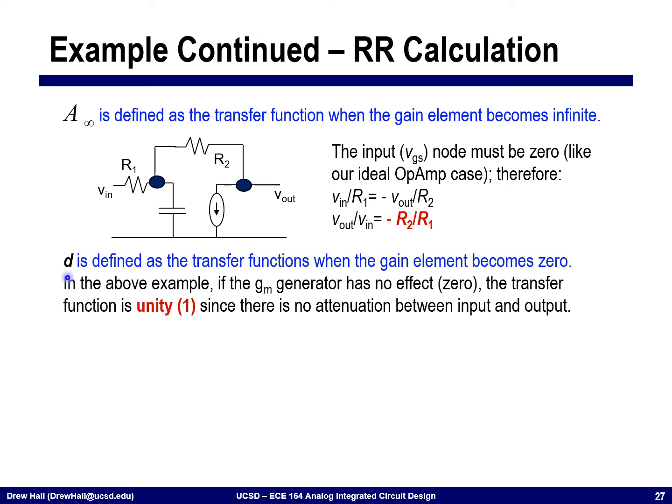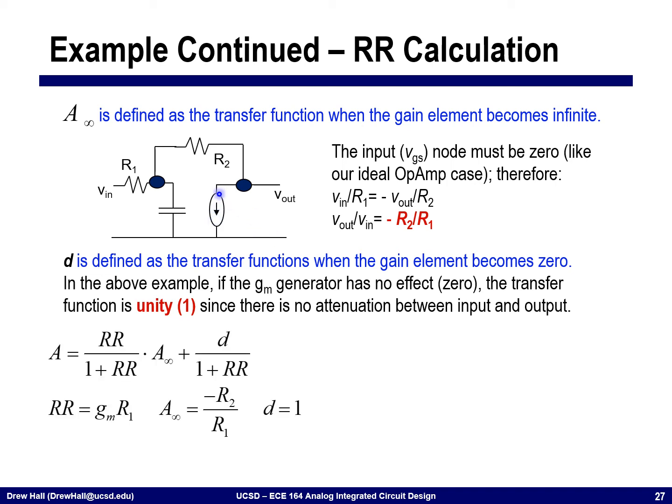Next, this D term is defined as the transfer function when the gain element becomes 0. Here it was infinite for A infinity, now it's going to be 0. So in this case, this GM generator is going to be turned off. It's like I took GM and no current will flow through this. If I have no current flowing through this, then there's no current that flows anywhere in this path. That means Vin is simply equal to Vout. There's unity gain because there's no current flowing through this transconductor.